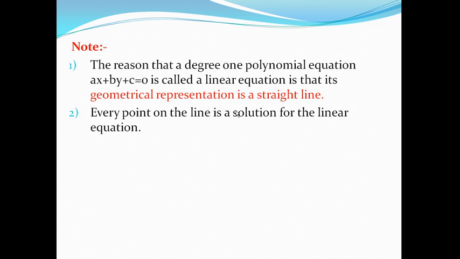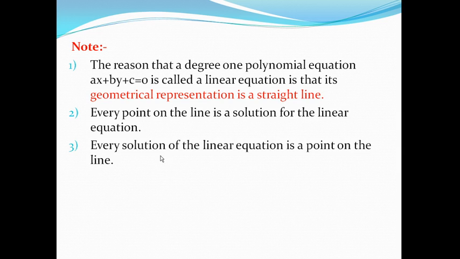Now every point on the line is a solution for the linear equation. So when we extend the line we obtained in the graph, whatever points we receive as x and y coordinates, all are solutions for the given linear equation. Similarly, every solution of the linear equation is a point on the line. So whatever solution we received for the given linear equation will be a point on the given line.